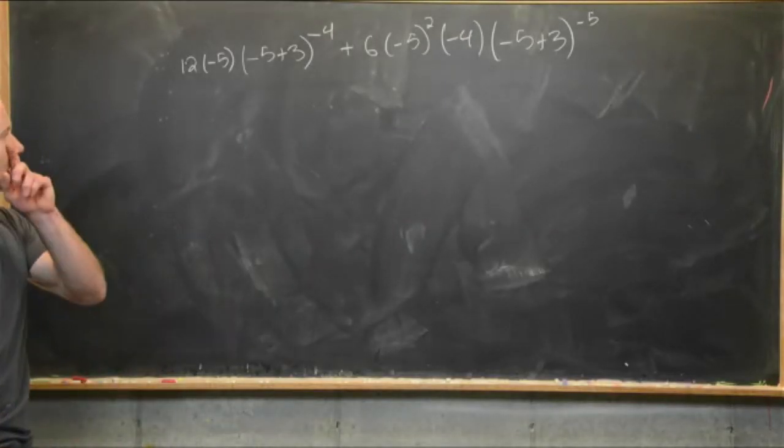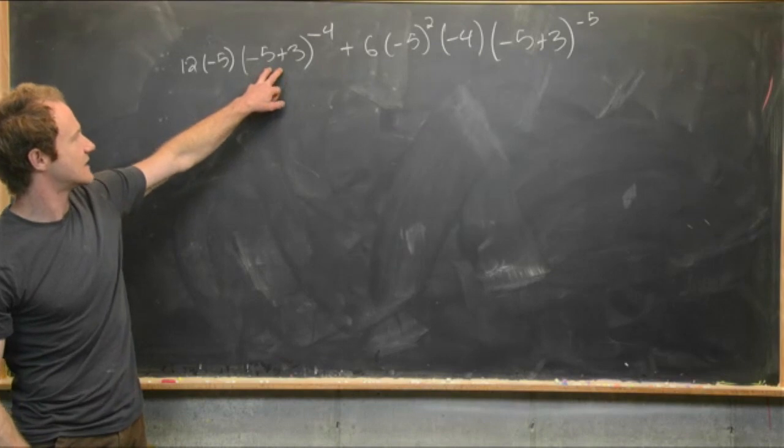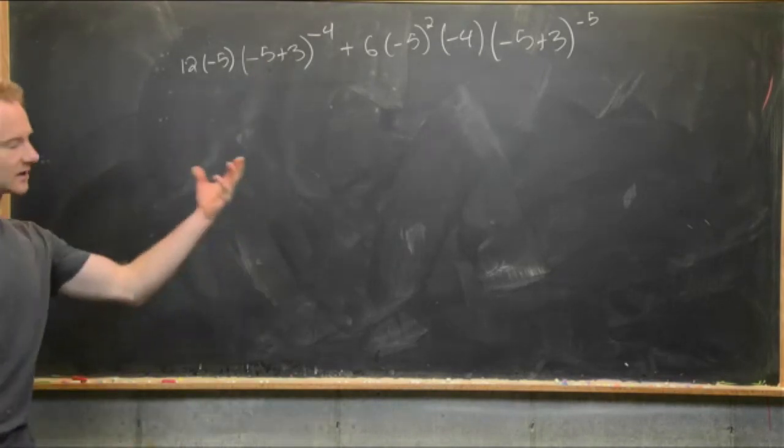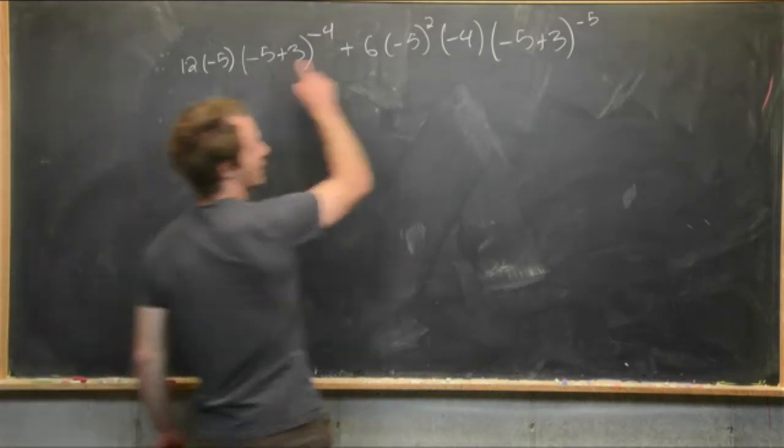So parentheses come first. So that means we want to take this negative 5 plus 3 and combine that. So if we have two instances of that, one right here and one right here.